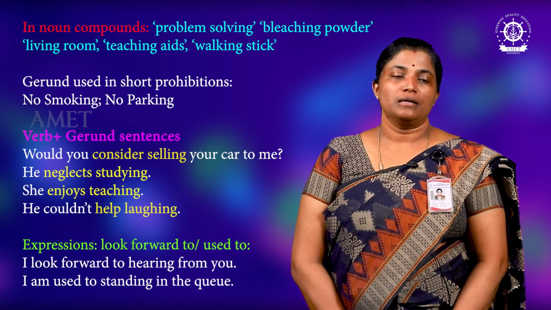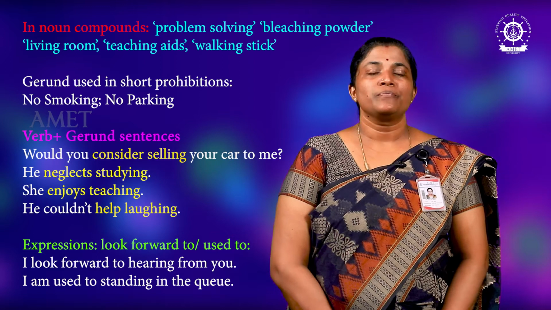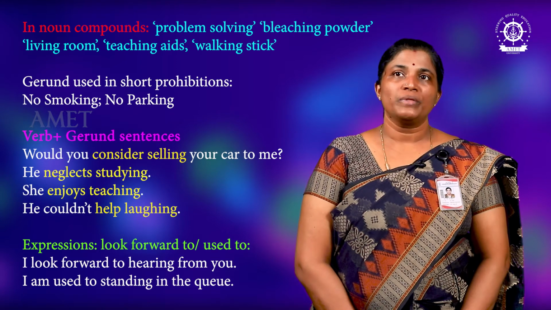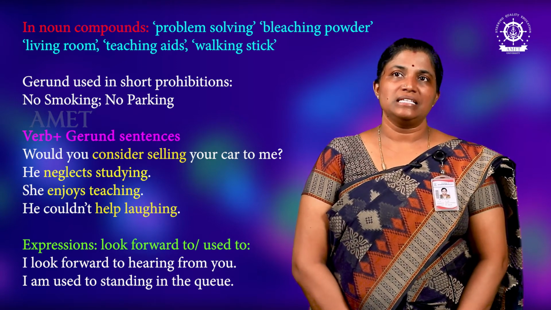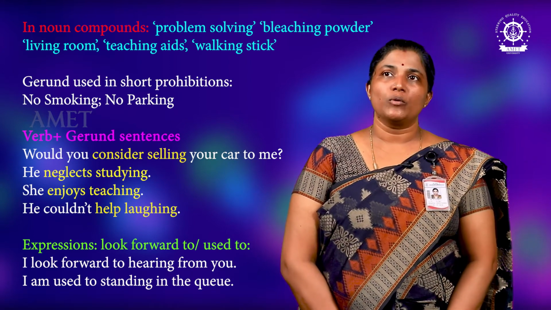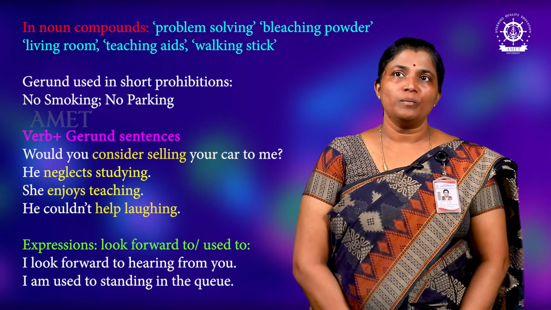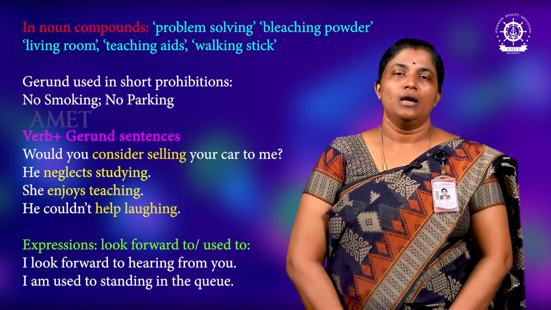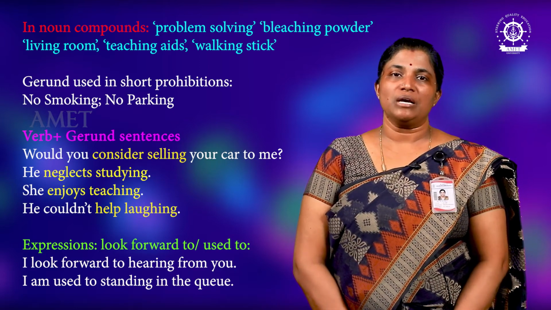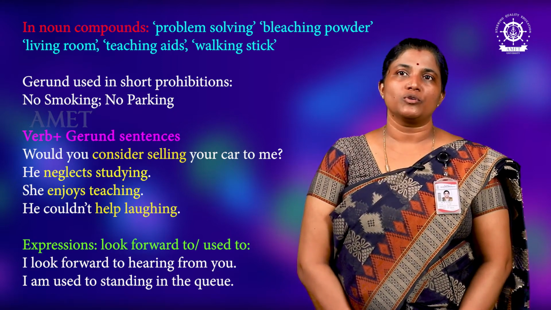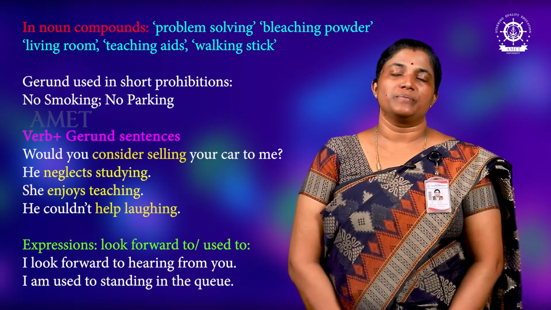In noun compounds, we often find gerunds. Examples: problem solving, bleaching powder, living room, teaching aids, walking stick. These are the noun compounds. Gerund is also used in short prohibitions. You would have come across short prohibitions in a number of places: no parking, no smoking. So this is typically gerund usage.